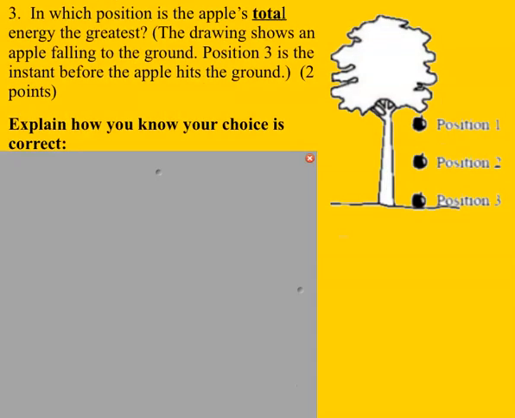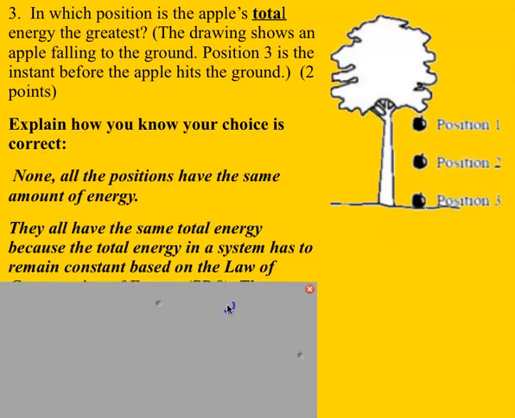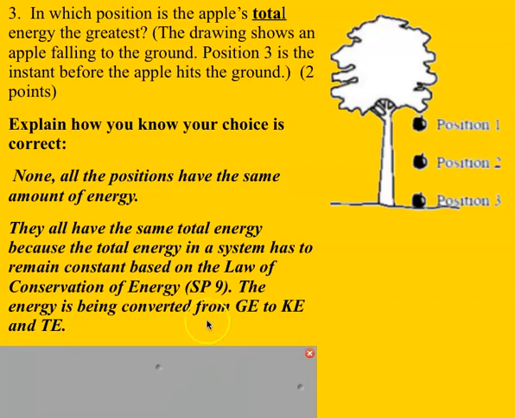All right, so in which position is the apple's total energy the greatest? A lot of you got this one wrong. Again, this part right up here was in the review video. If you would have watched the review video, you would have gotten this correct. So which one is it? Is it position 1? Is it position 2? Is it position 3? Well, none of them. All the positions have the same amount of energy. They all have the same total energy because the total energy in the system has to remain constant based on the law of conservation of energy, which was scientific principle number 7.